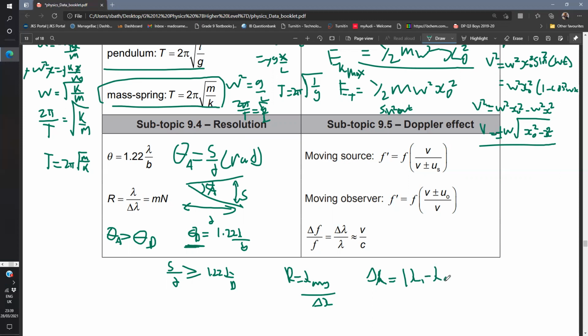The change in the wavelength, in lambda. So it's basically the absolute value of the first lambda minus the second lambda. And then the average value: the first plus the second over 2.